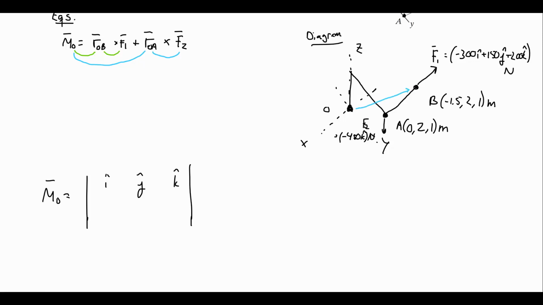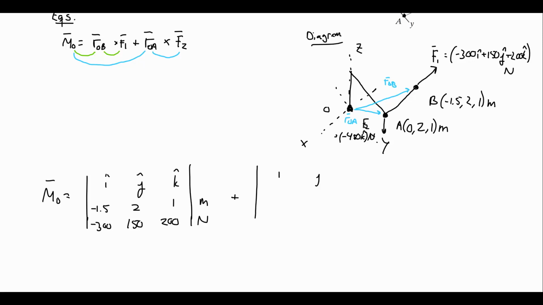I'll at least illustrate it here. That's ROB, and then this is ROA. So ROB is B minus O. We have a negative 1.5, a 2, and a 1. I like to put in here the units so that we remember them. And then it's R cross F1. So now the components of F1: negative 300, positive 150, positive 200, and that was in newtons.